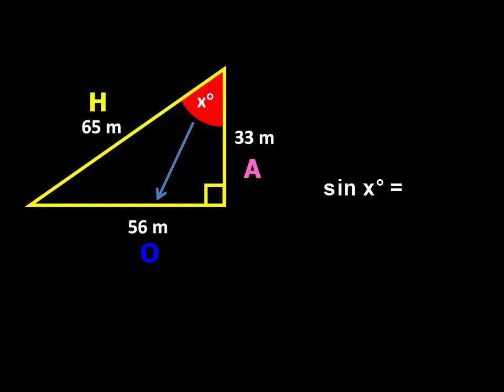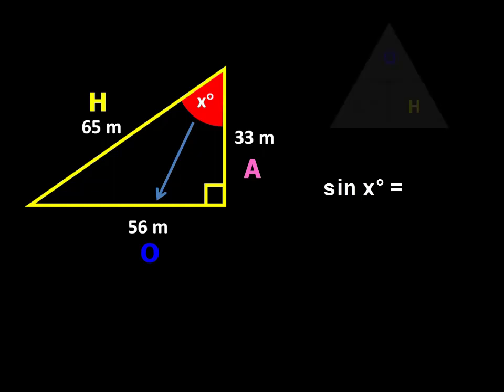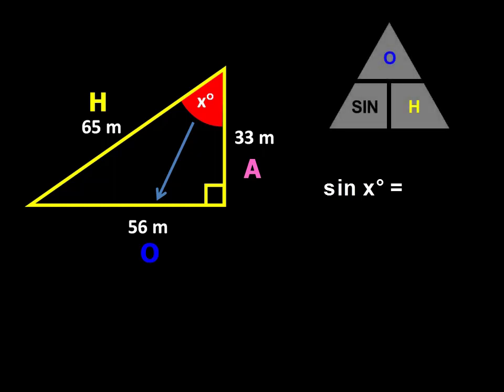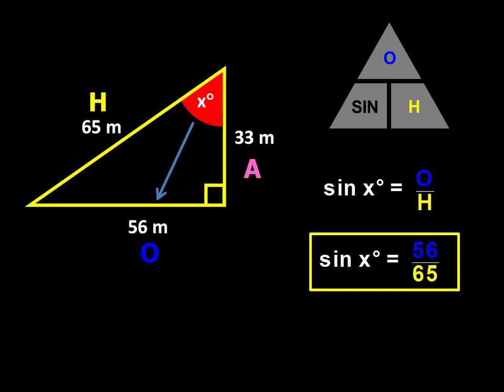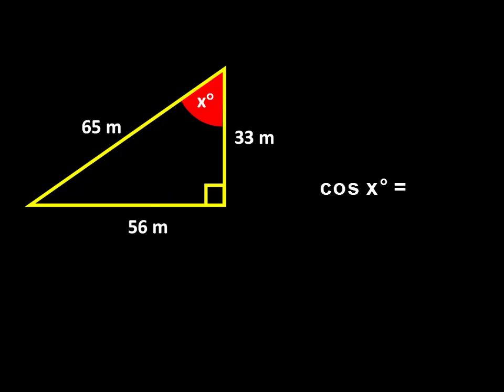We must remember the triangle for sine x. Here is the triangle. Sine x is equal to opposite over hypotenuse. We now replace opposite and hypotenuse with the numbers in the diagram, and we get the answer sine x equals 56 over 65.